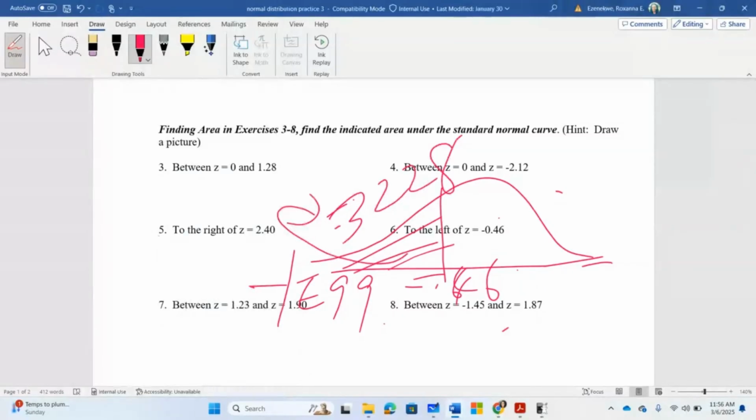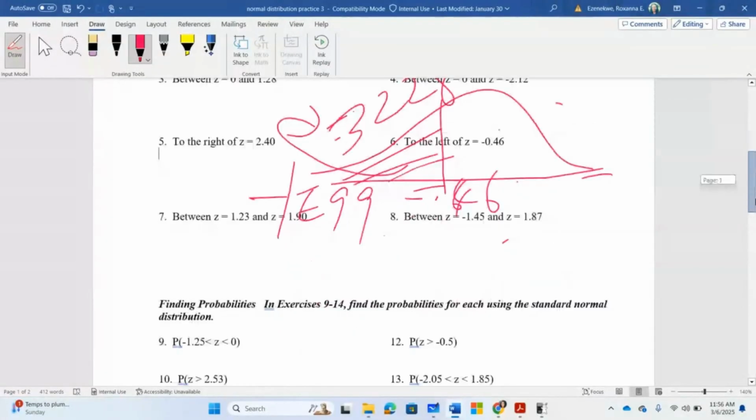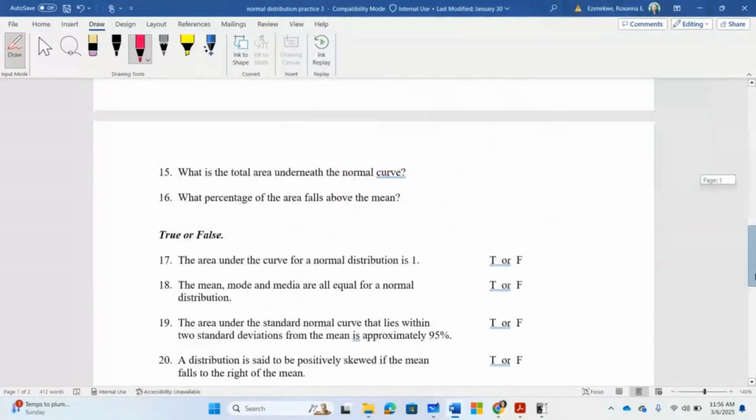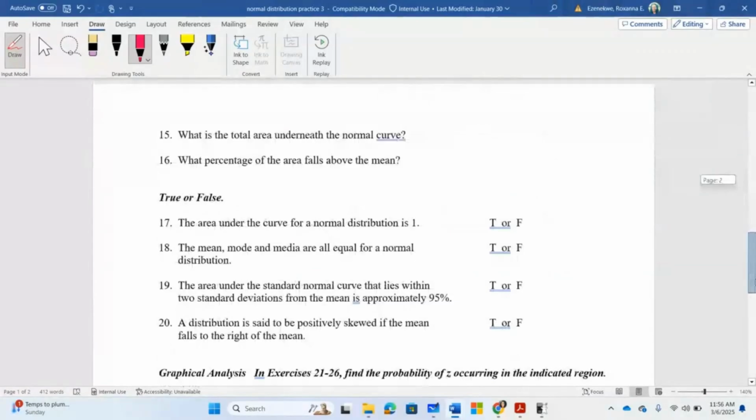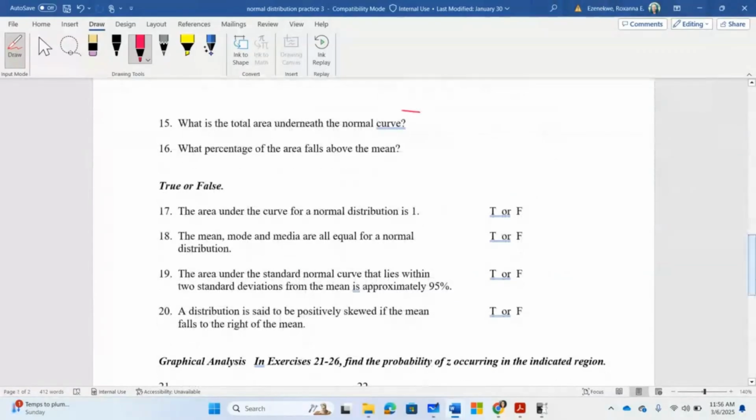The most important thing is that you know how to put in infinity. We did this before. You should know how to put in infinity. Okay, so let's answer this question. What is the total area under the normal curve? Total area on that normal curve is 1.